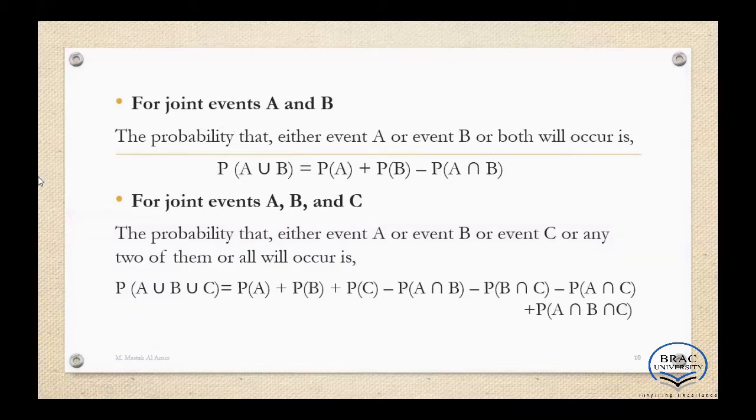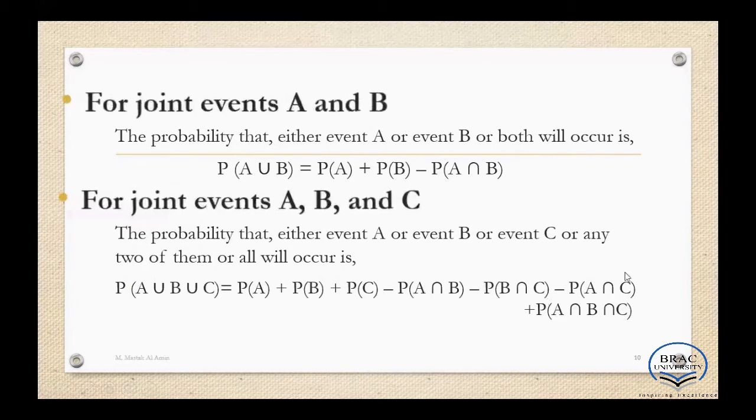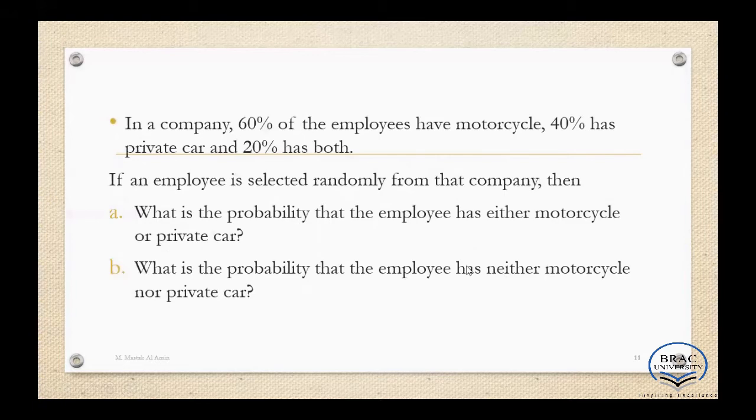Similarly, if we consider it for three events, then we can write probability of A union B union C equals probability of A plus probability of B plus probability of C minus probability of A intersection B minus probability of B intersection C minus probability of A intersection C plus probability of A intersection B intersection C. So this is the additive property of the probability law.